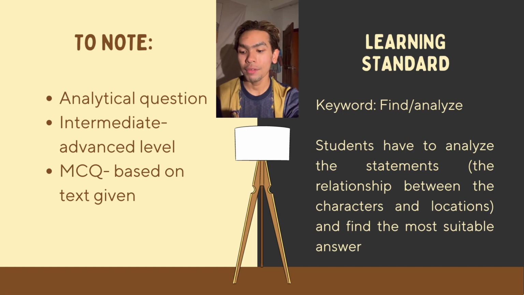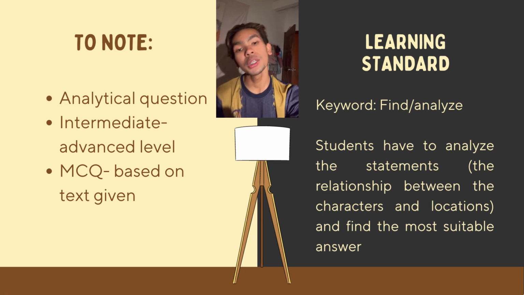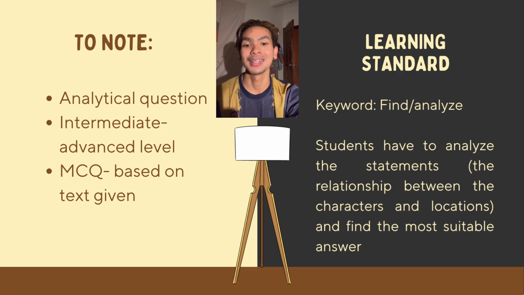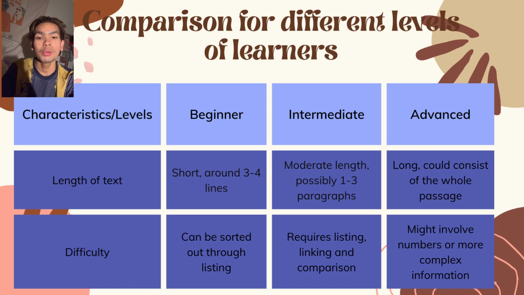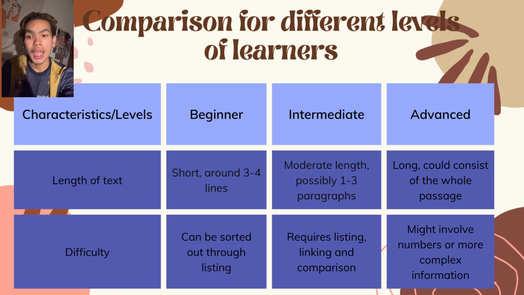Students have to analyze the statements, or the relationship between the characters and locations, and find the most suitable answer. Like I said earlier, students need to dive into the reading materials or the information given and make connection between them in order to find the best answer. Here I give you the comparison between the different levels of learners. We can see we have beginners, intermediate, and advanced here.